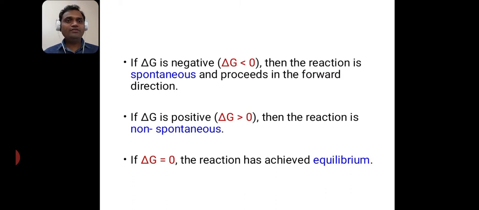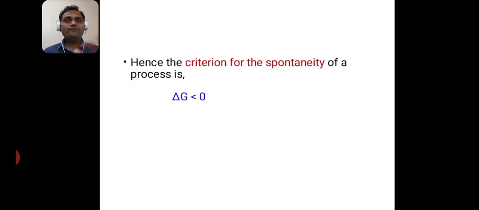Similarly, we have seen that if delta G is positive, that is delta G is greater than 0, then the reaction is non-spontaneous, and if delta G is equal to 0, the reaction has achieved equilibrium. So this we have studied in the second lecture. From this we have decided that the value of delta G gives us the criteria for spontaneity.